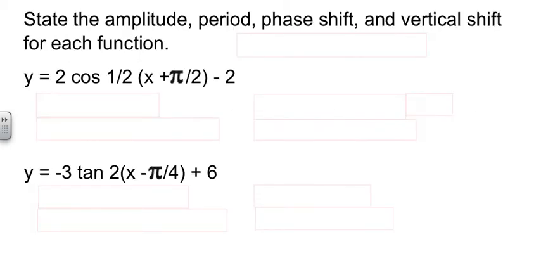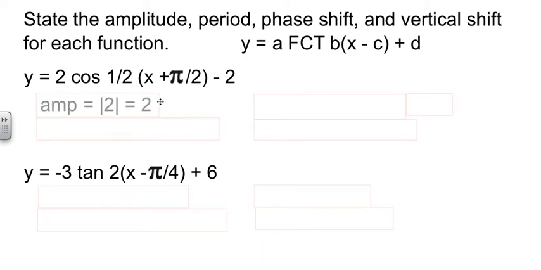Let's apply these ideas. They want us to find the amplitude, the period, the phase shift, and the vertical shift for each function. So I'm going to bring back our basic function here, a function of bx minus c, plus d, just to have that to look at so we can point at what's a and what's b and so forth. A tells us about amplitude. The a is 2. The absolute value of 2 is 2.